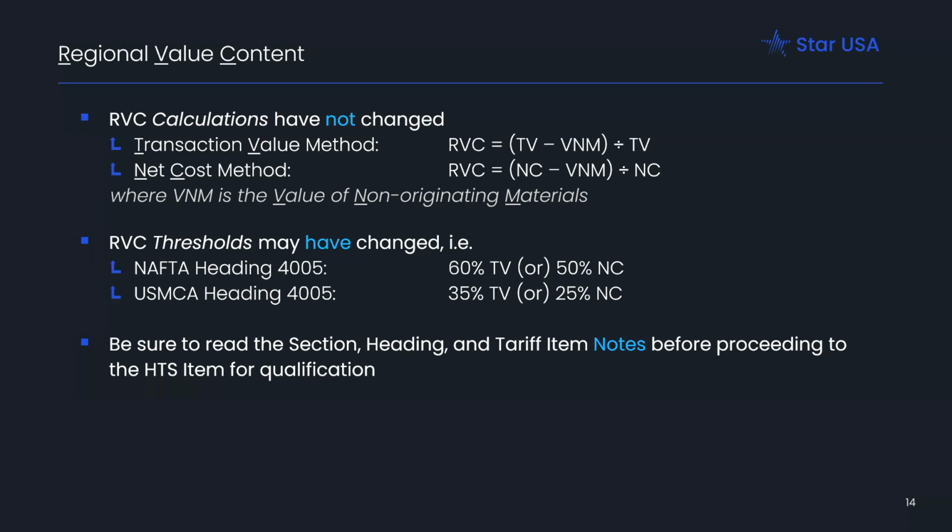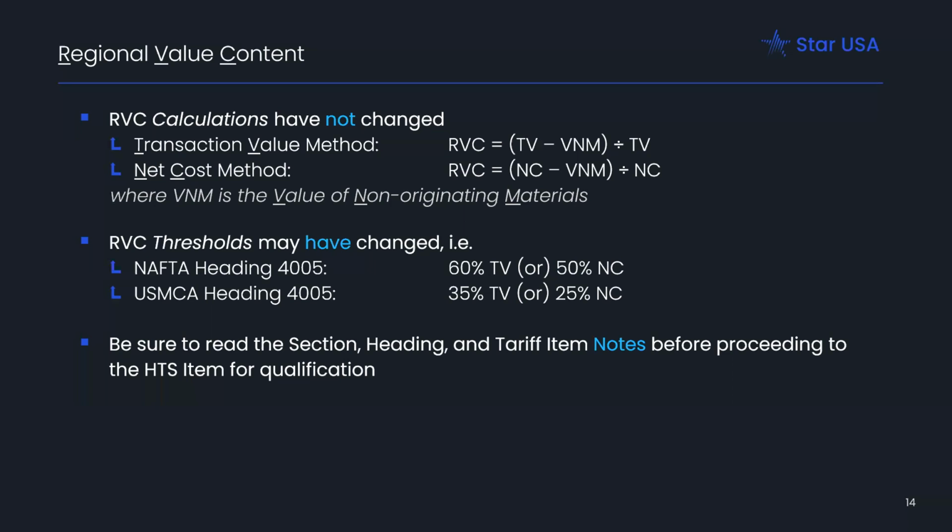Even though the calculations have not changed, some of the thresholds may have changed. For example, under NAFTA heading 4005, you needed 60% transaction value or 50% net cost. But under USMCA heading 4005, you can use 35% transaction value or 25% net cost. So there could be different values than what you were using before. Generally, these are going to skew to be more advantageous under USMCA, easier to hit those thresholds than they were under NAFTA, although I can't say that across the board that will always be the case.